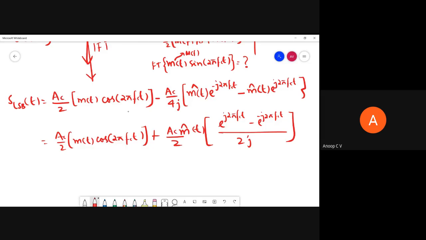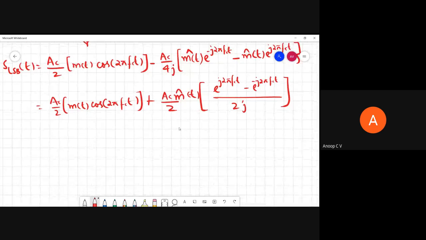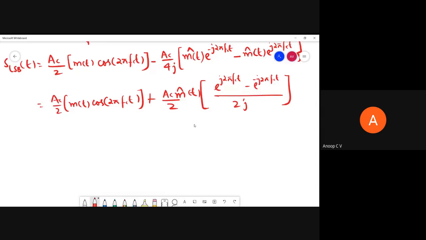What actually is this? Whatever I have written inside this bracket, what is this? Can anyone tell me? Please, I need an answer. This is a very basic thing which we have discussed in the first session. Yes, Sherwin has told it is sin 2πfct. Exactly, it is sin 2πfct.